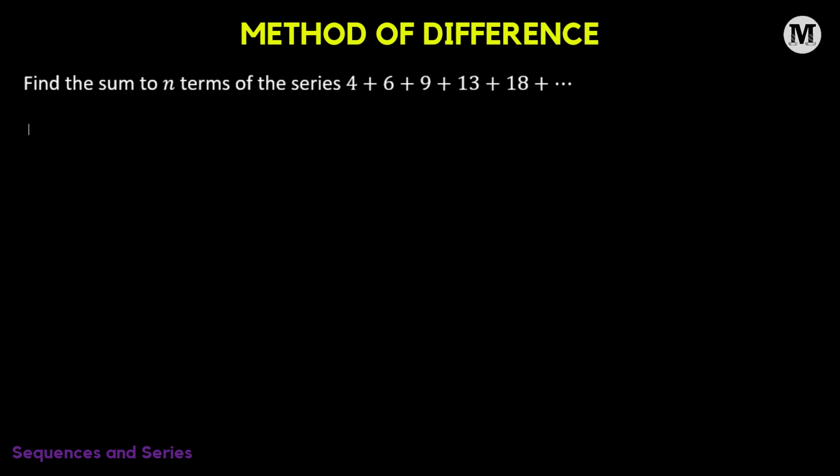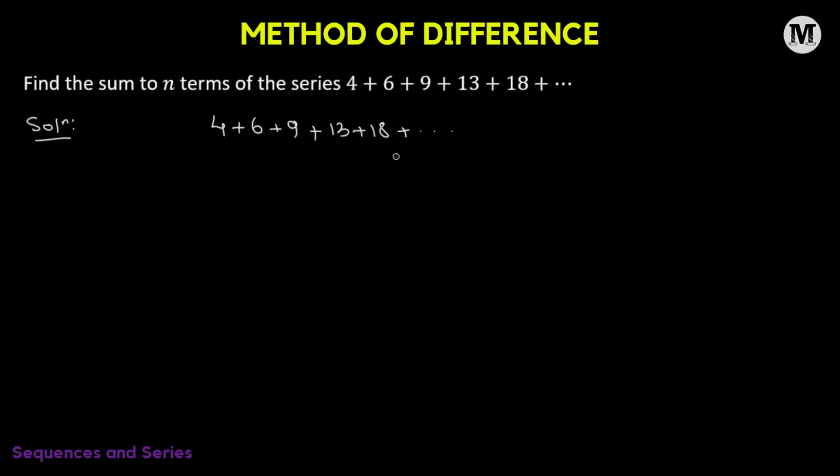Find the sum to n terms of the following series. Let us begin. So here we have a series with first term being 4, followed by 6, then we have 9, next is 13, and then we have 18, and we have the rest of the terms.